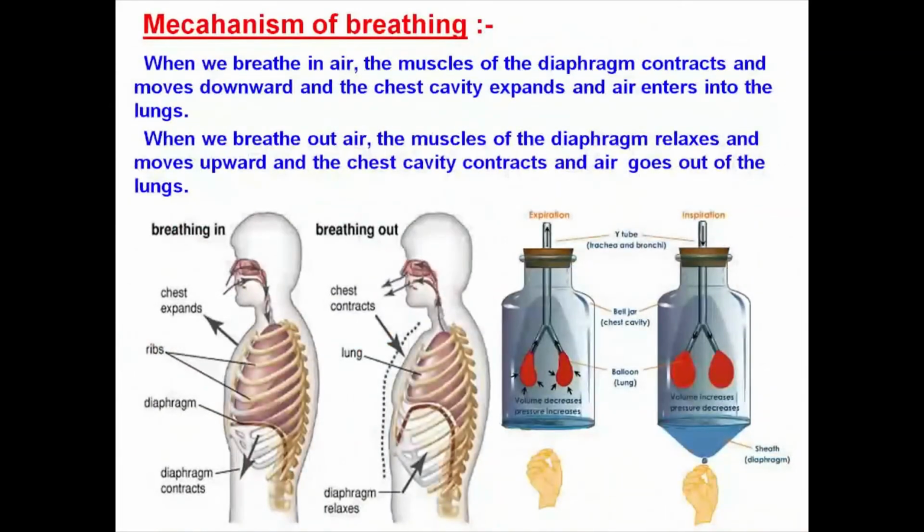Now let us see the mechanism of breathing. When we breathe in, the muscles of the diaphragm contract, move downwards, and the chest cavity expands, and the air enters into the lungs because the ribcage moves outwards and upwards. So the area of the lungs gets increased, which results in reduced air pressure inside the chest cavity, which allows air to rush in.